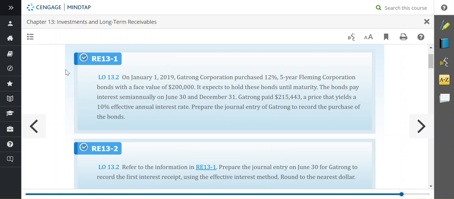They tell us that the company paid $215,443, a price that yields a 10% effective annual interest rate. So they want us to prepare the journal entry to record the purchase of these bonds.